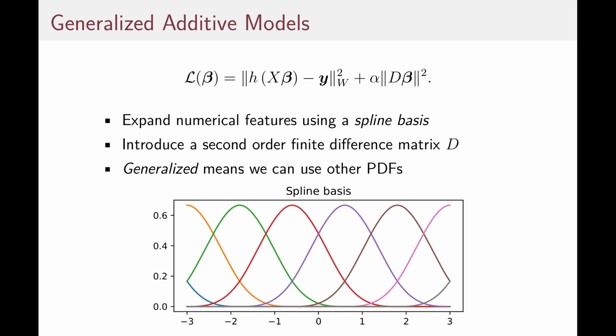Now, the generalized part means that we can use other probability density functions to model our target. So far, we have implicitly assumed that everything is Gaussian when we used squared errors, but you can, for instance, do a Poisson regression, or you can do a logistic regression, or you can even do a gamma regression in the framework of generalized additive models, and that's what the generalized part means. Okay, let's look at this in a bit more detail.